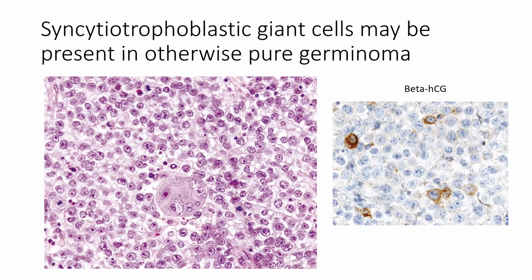In pure germinomas, there can occasionally be syncytial trophoblastic giant cells, and they can be detected with a beta HCG stain. These may have some prognostic significance, in that these may have a slightly worse prognosis than a pure germinoma without these, but it's always important to correlate with serum beta HCG.